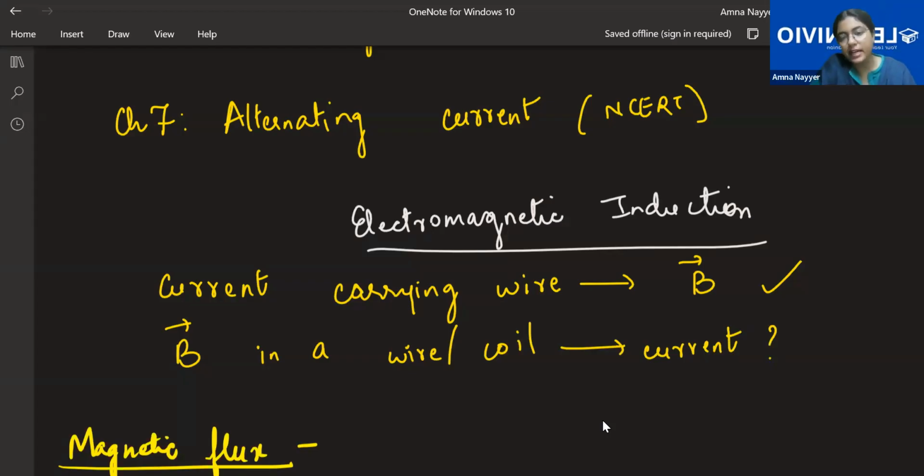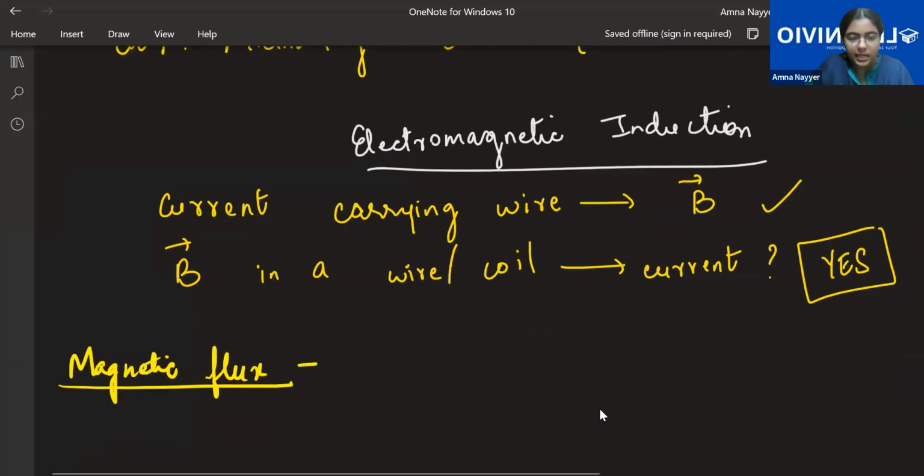Now the question was that the magnetic field is there. If the magnetic field is there in a wire or a coil, will it produce any current? So from this chapter, we'll realize that yes, this is also existing. It's not just what we've studied, that current will only give rise to magnetic field, and magnetic field can only be created independently. We saw various sources of magnetic field, solenoid, toroid, lots of things. So yes, magnetic field in a wire or a coil will produce current.